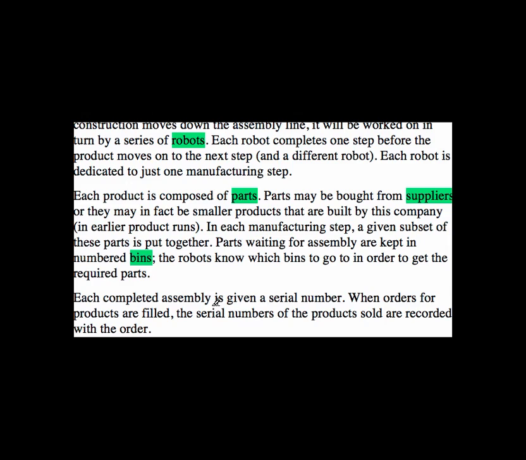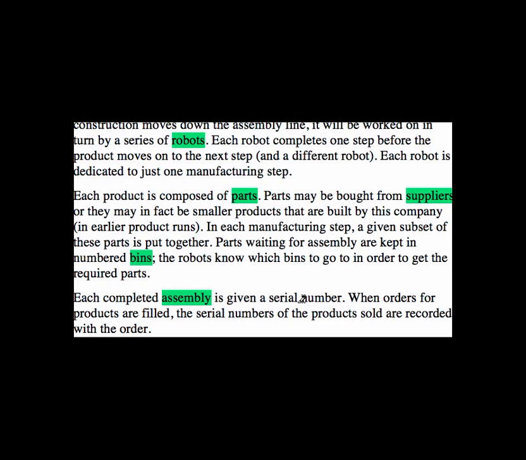Each completed assembly is given a serial number. Now, is assembly the same thing? Let's highlight it for now. It might be the same thing as something we've seen, but maybe not. Each one is given a serial number. Is that going to be a class? Well, it's going to have a serial number. It's just a number. That's going to most likely be an attribute.